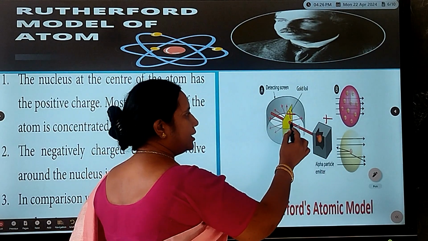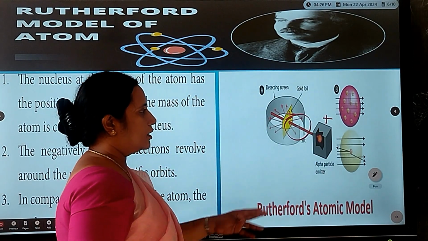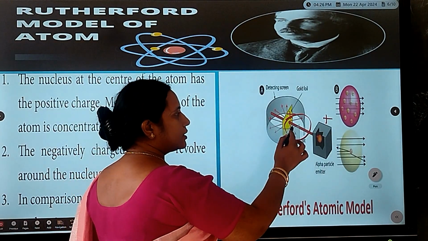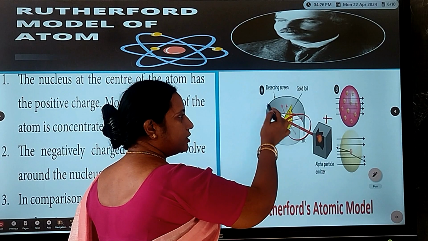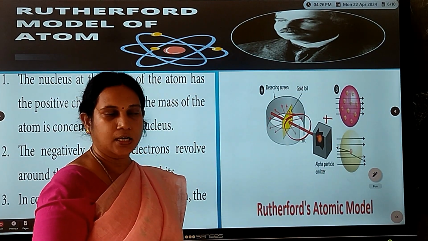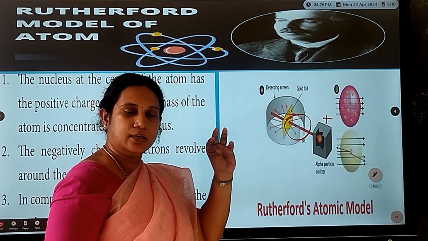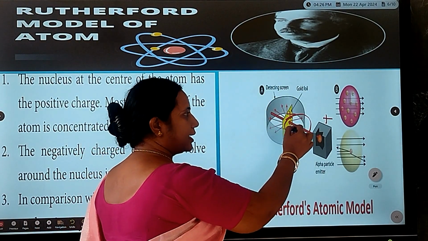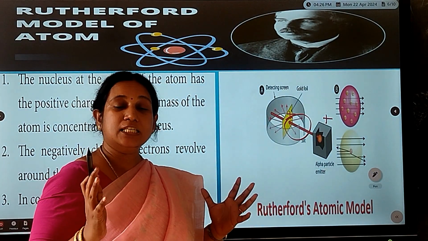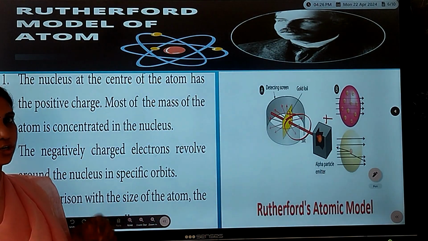But we notice only two of them, or only a few of the rays, repelling out. Can you see, children? These two rays are repelling out, and all the other rays are going inside the gold foil without any deviations or obstacles. It shows that the atom has a positive charge which is located only in the center of the atom, and that there is empty space in the atom. Okay, children? So he proposed this kind of atom.